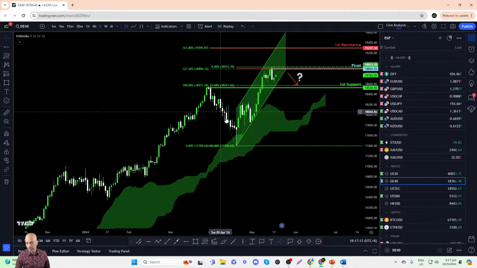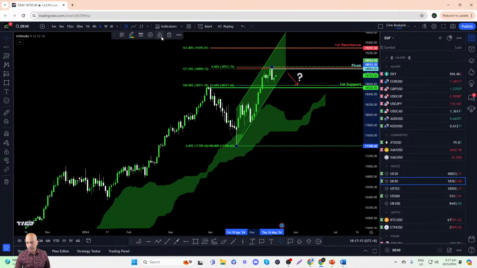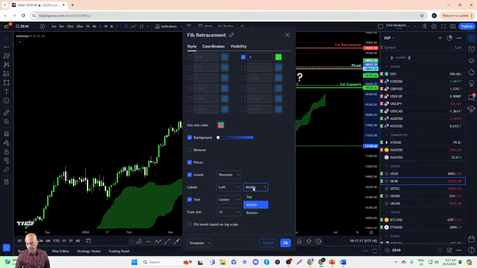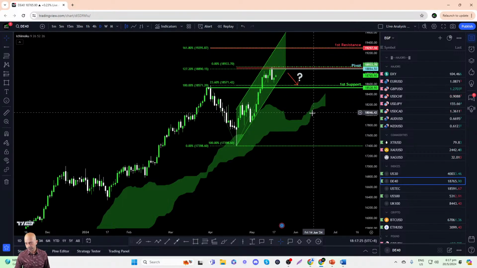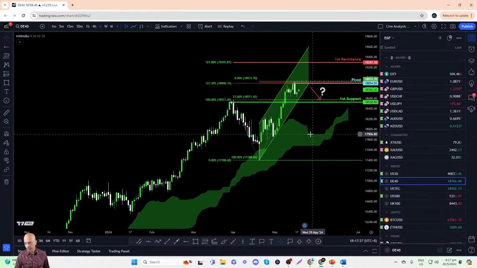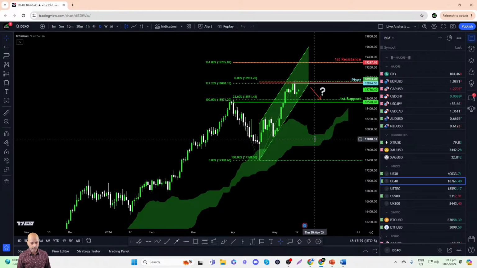Oops, okay, it's not very clear. Let me try and adjust the labeling. There we go. We can see the 23.6% Fibonacci retracement sit around here as well, right? Combined with the pullback support here. All right, okay. This is what we have for the DAX, right? What else can I see?